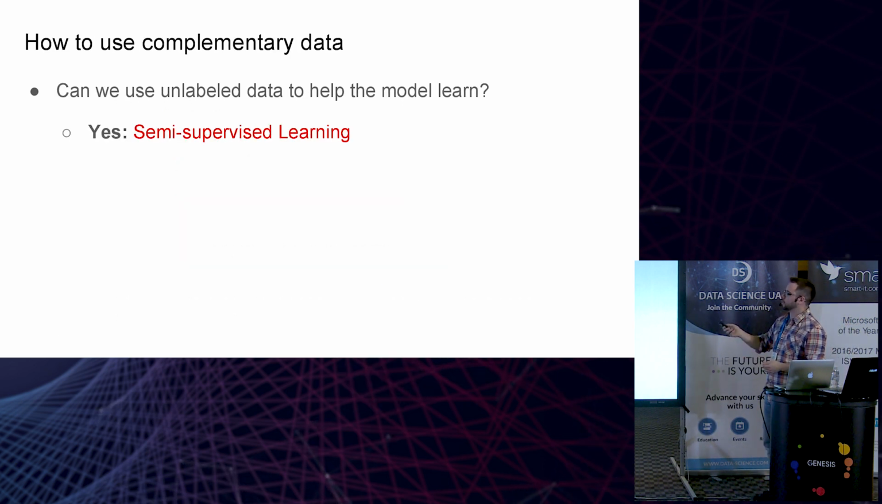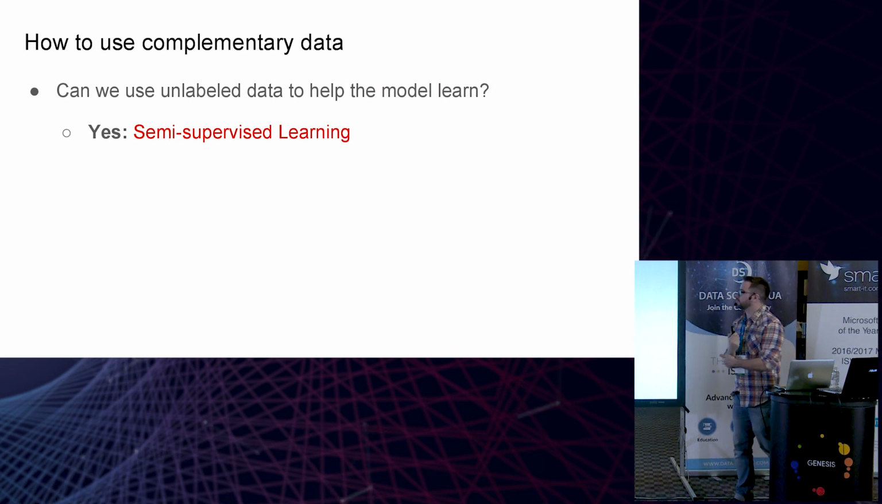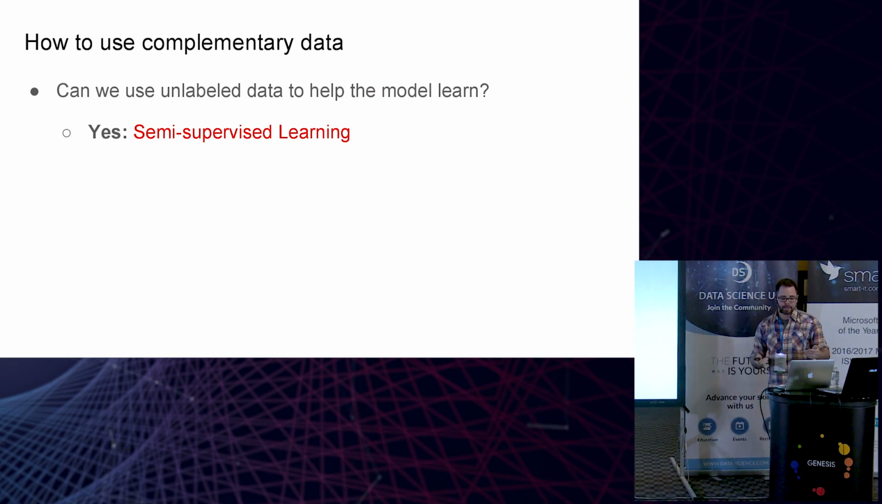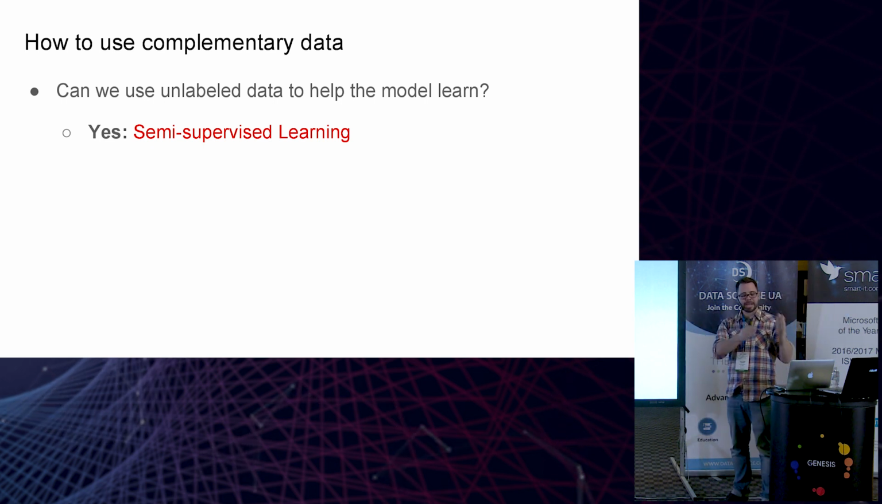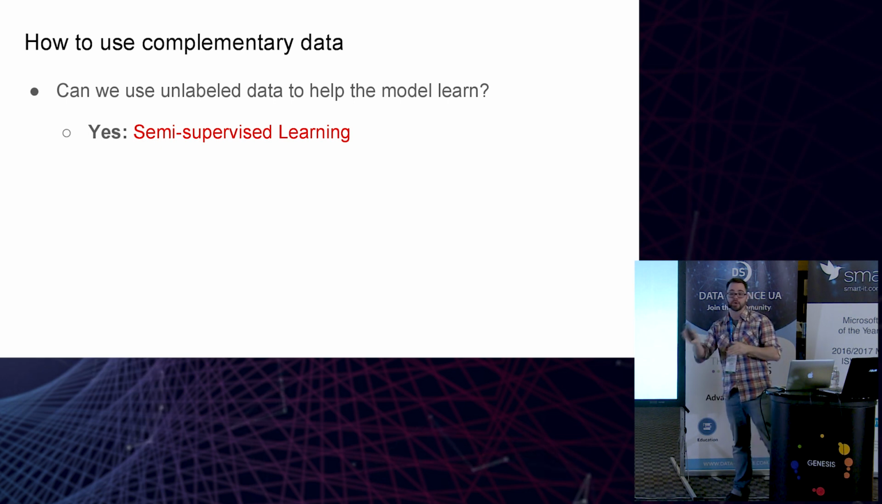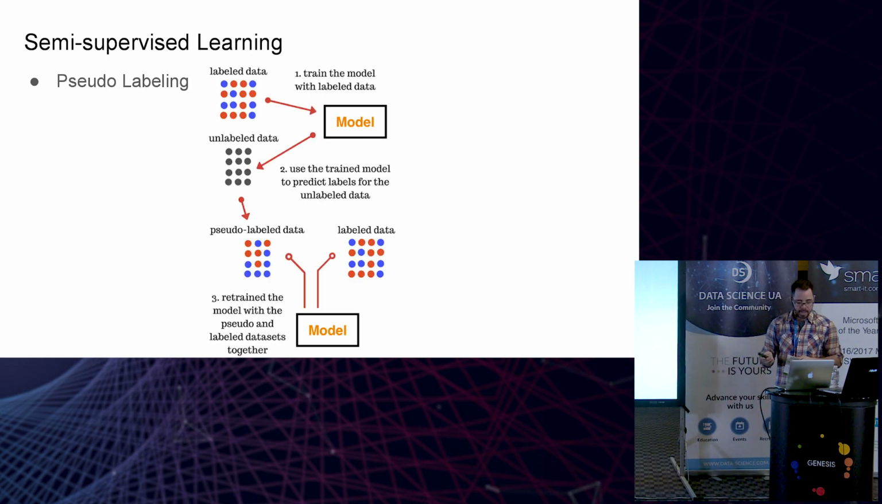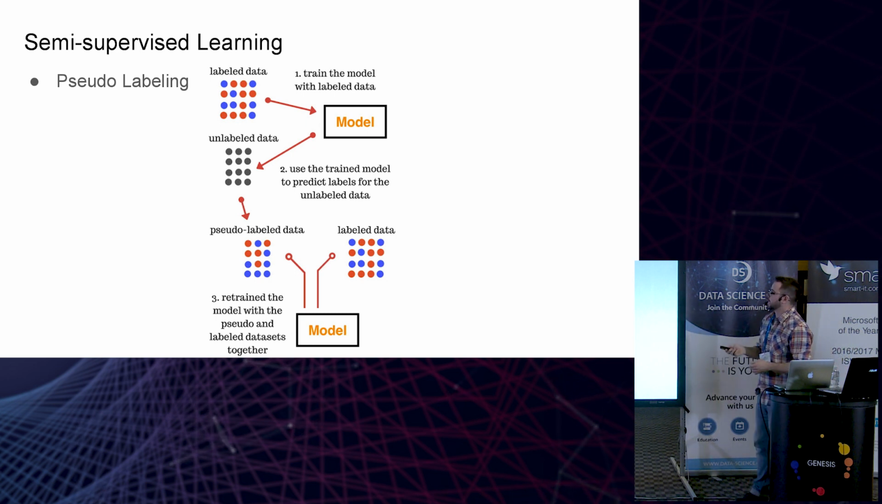A final point is how to use complementary data. Can we use unlabeled data to help the model learn? So suppose, again, you are in the case of Starbucks, and you have maybe 40 Starbucks in the city, but you only know the sales of 20. Can you use the data of the other 20 Starbucks you don't know? And the answer is yes, and there's a technique called semi-supervised learning to do that.